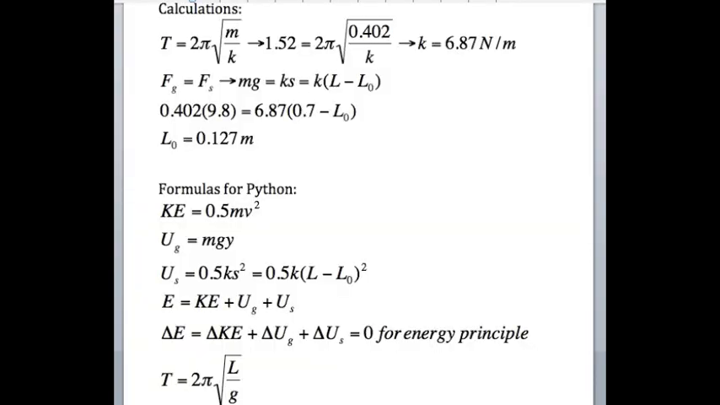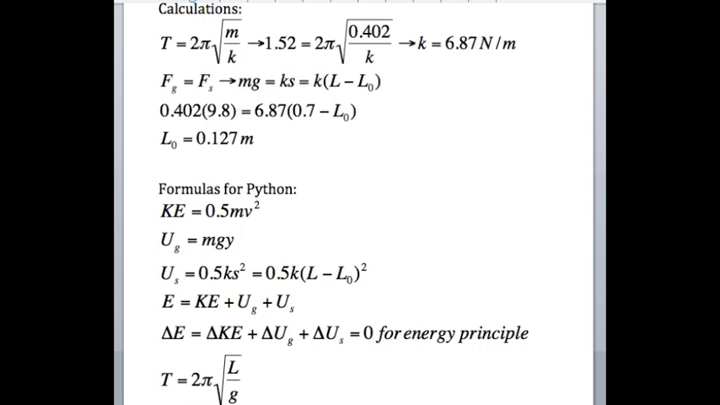Stiffness constant K was then solved for using the equation T equals 2 pi times the square root of m divided by K. One period of oscillation calculated in the Tracker video was found to be 1.52 seconds, and when the mass of 0.402 is plugged into the equation, K is found to be 6.87.